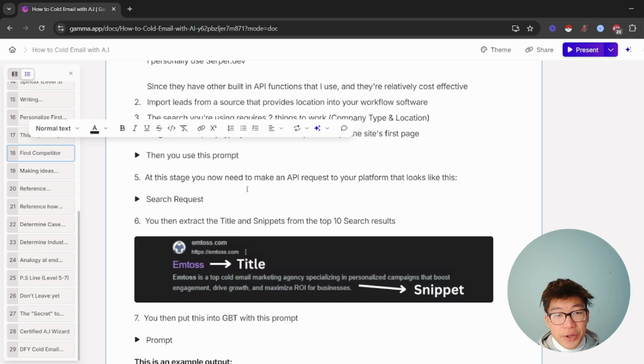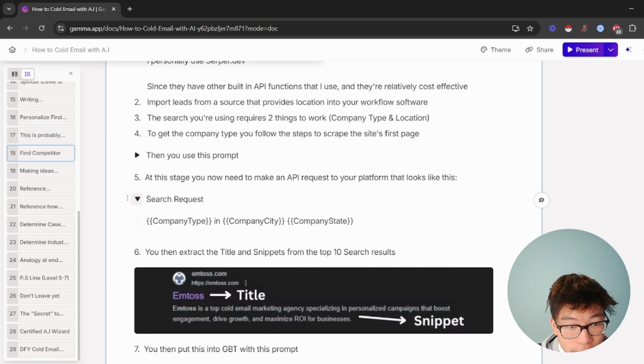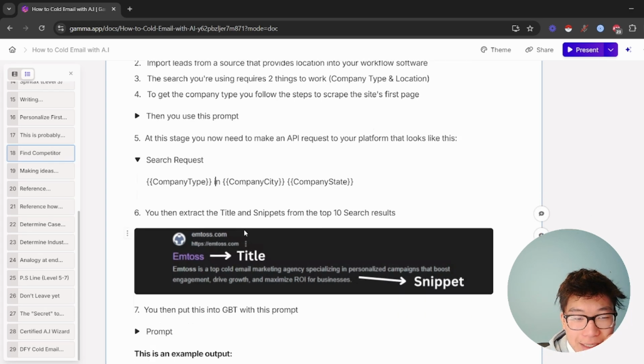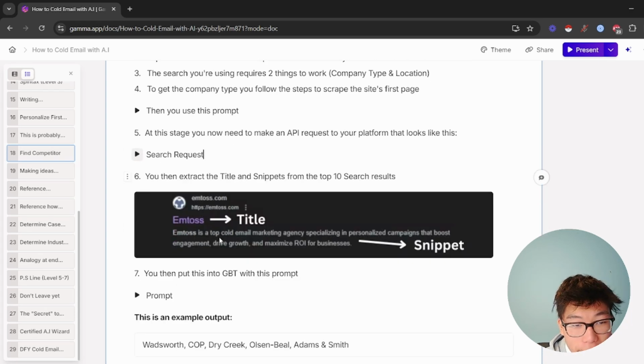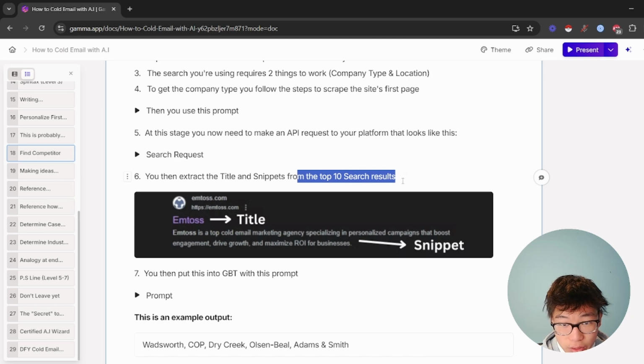And then at this stage, you now need to make an API request to your platform that looks like this. The API request uses the company type, so whatever you got from this: concrete companies in, oh God, I don't know any states and cities. Shoot. Yeah, whatever. Just say Texas. And what happens is you'll get a search term back that looks like this. This is my website, obviously. The return output will have the title and snippets from the first 10 search results.